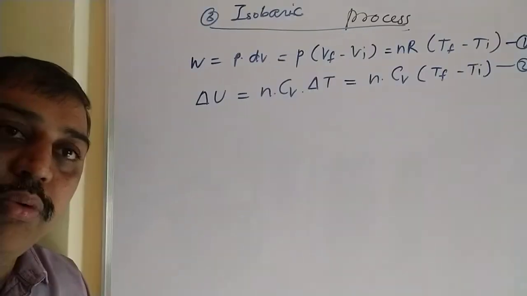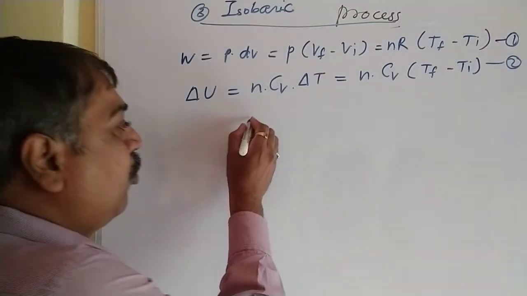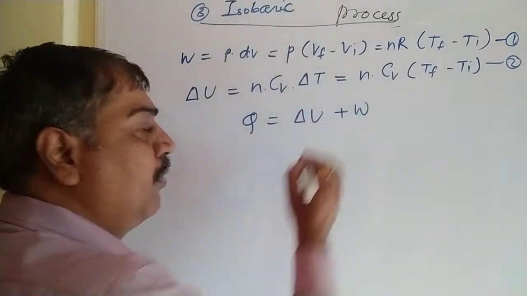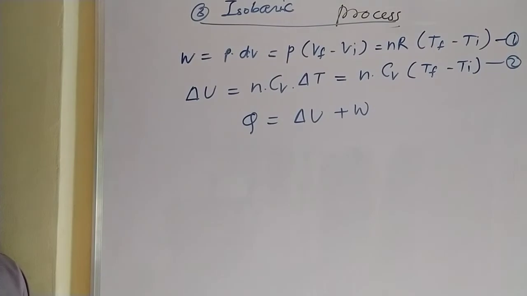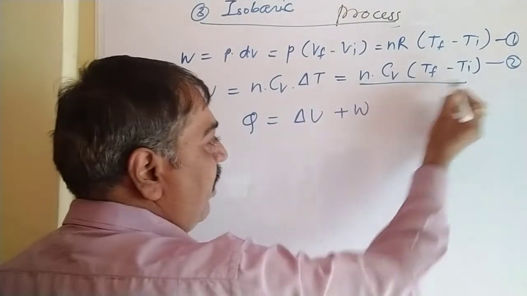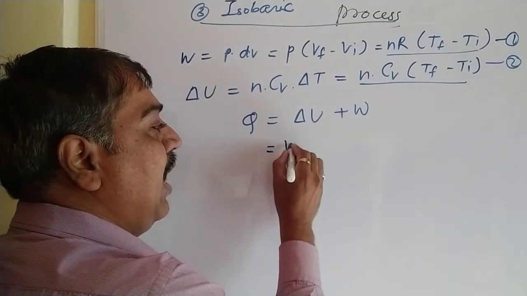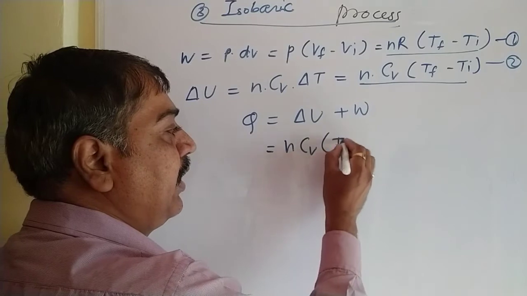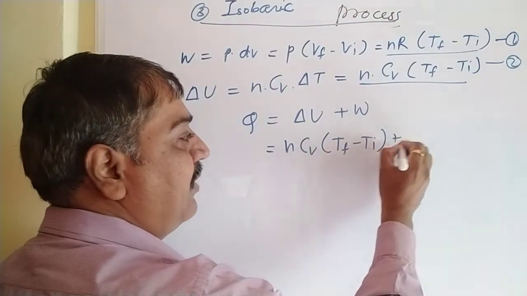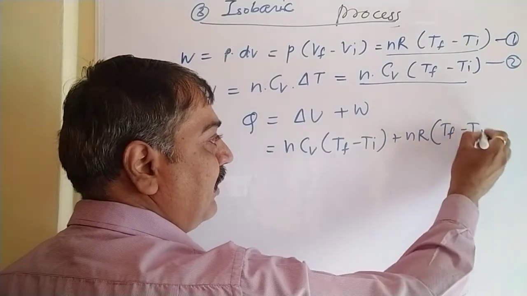Now according to the first law of thermodynamics, we can write Q equal to ΔU plus W, where W is work done. Just put the value of ΔU from equation 2 and the value of work done from equation 1. You can write n into Cv, Tf minus Ti, that is ΔU, plus n into R, Tf minus Ti.